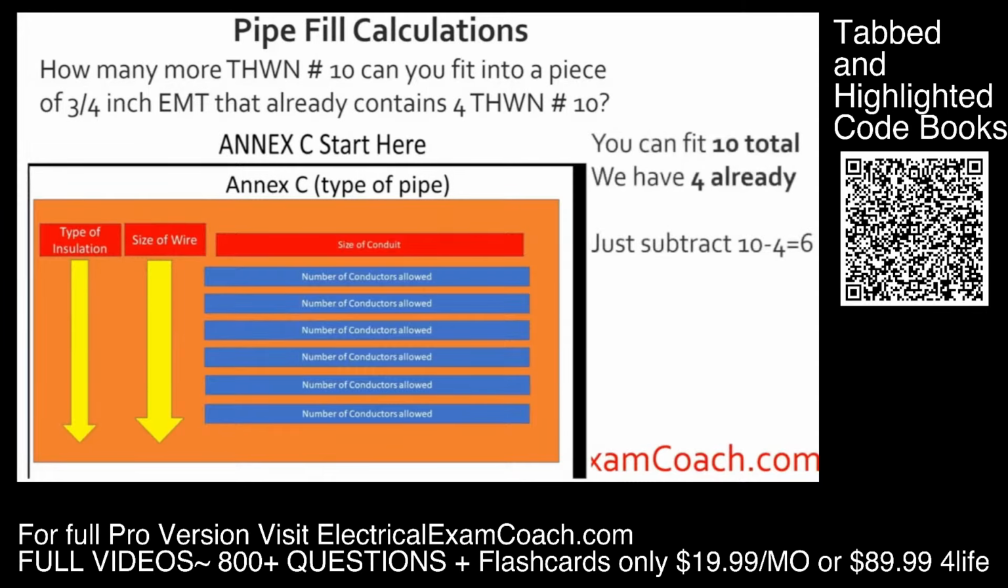And we find out that we can fit 10 originally, but our question states that we already have 4 of them in the pipe. So all we have to do is do a little third grade math. We take 10 minus 4 equals 6, and we find out that we can fit 6 more inside of this conduit. Great job.